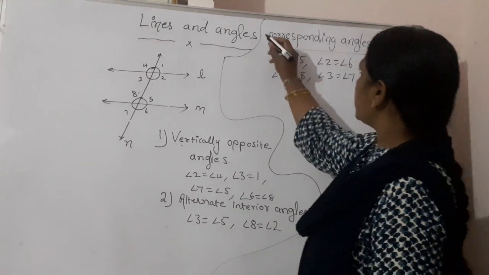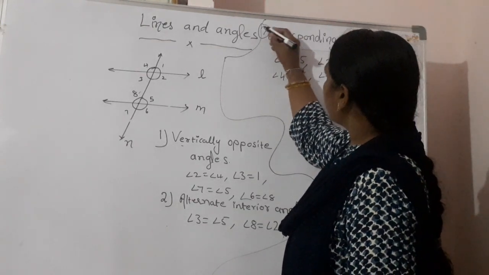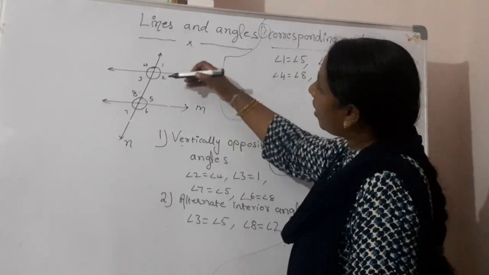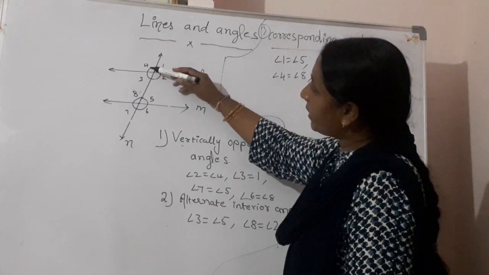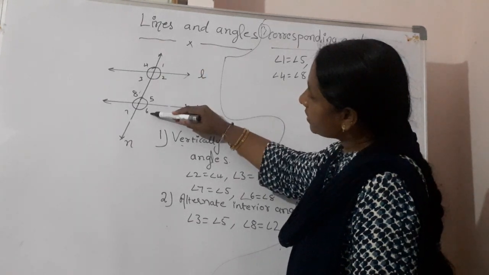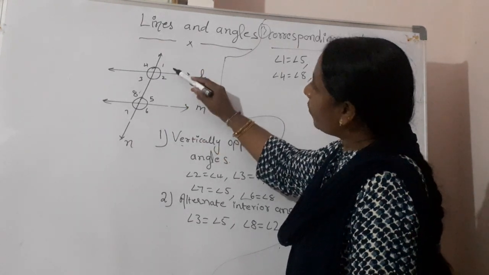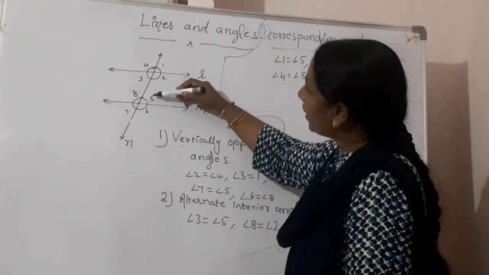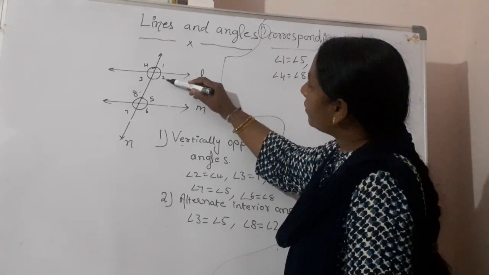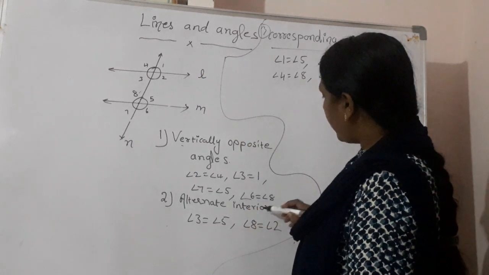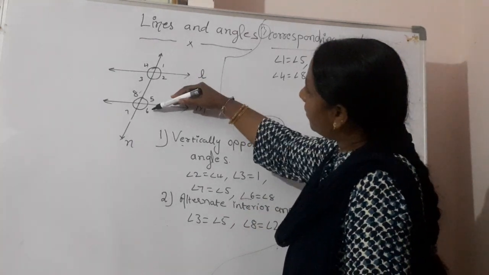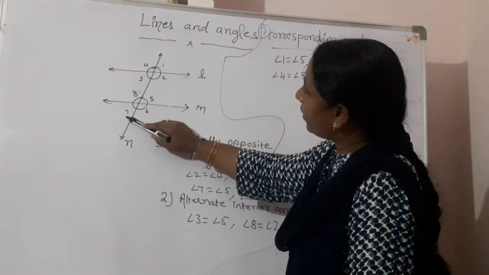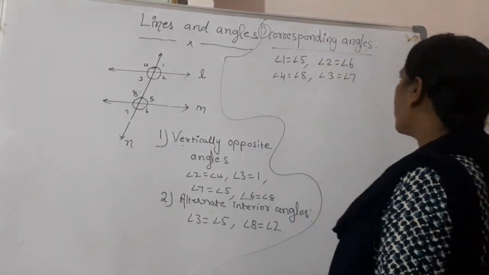Next, this is the third one. At the same time, alternate exterior angles are also equal. Alternate exterior: 4 equals 6, and 7 equals 1. Alternate interior means you take interior angles only: 5 equals 3, and 8 equals 2. Alternate exterior: 6 equals 4, and angle 7 equals angle 2.